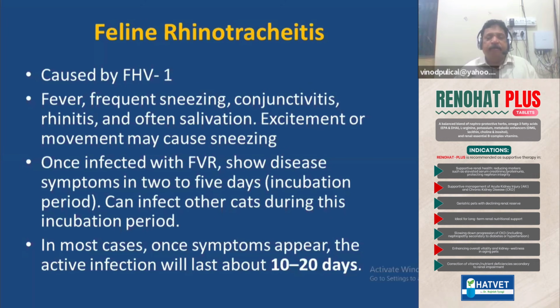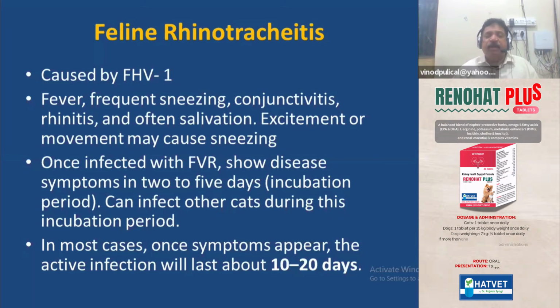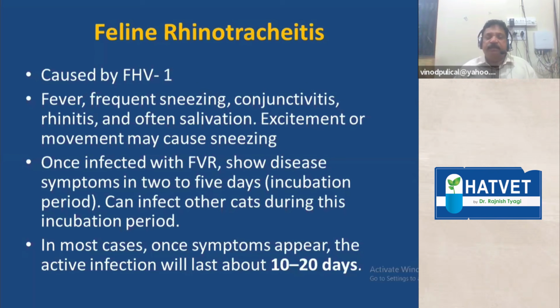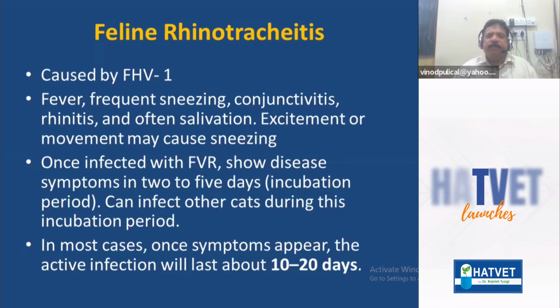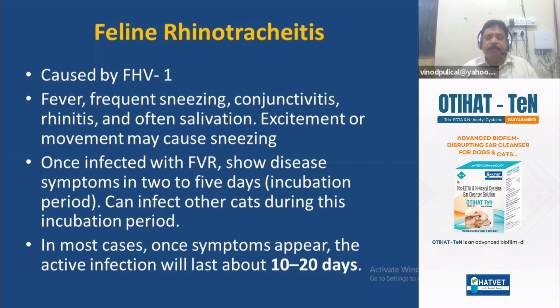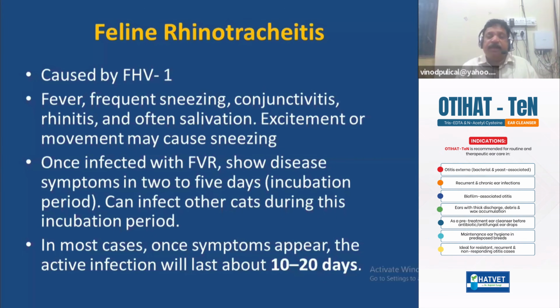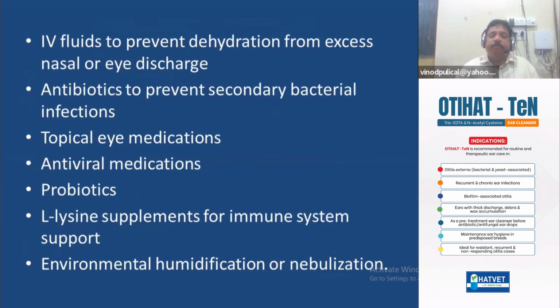Once infected with feline viral rhinotracheitis, it shows the disease symptoms after an incubation period of 2 to 5 days. It is highly contagious and can infect other cats during this incubation period. In most cases, once symptoms appear, the active infection will last for about 10 to 20 days. Sometimes it even becomes fatal.